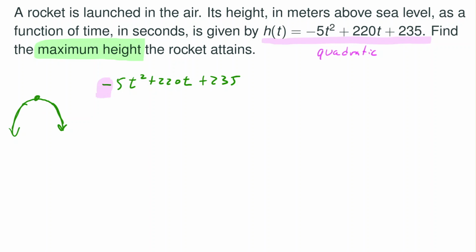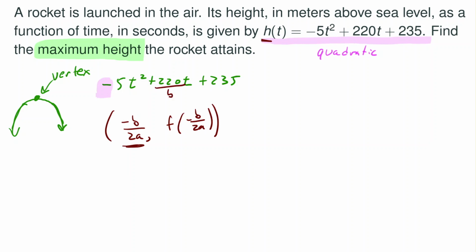So therefore, finding the vertex will allow us to find the maximum height. So this problem is essentially a vertex problem, finding a vertex. So the vertex, we know that is negative b over 2a, comma, f of negative b over 2a. Well, in this case, it will be h because the function is h, but the same idea. So let's find this one first. This is b. This entire thing is a.